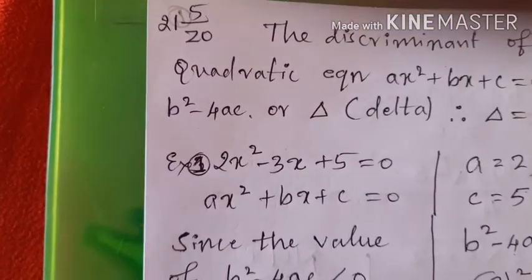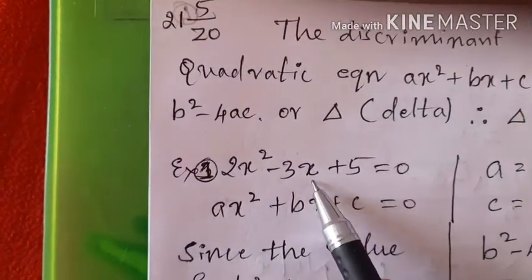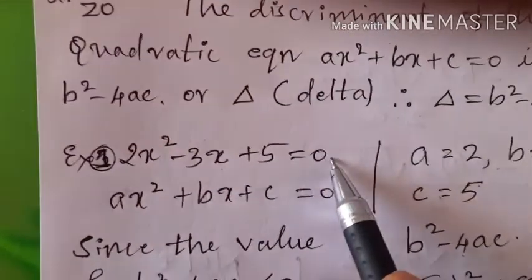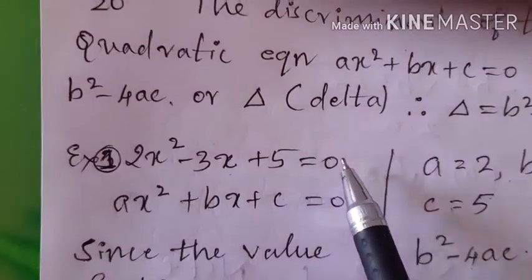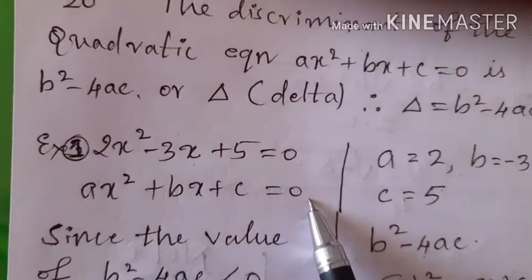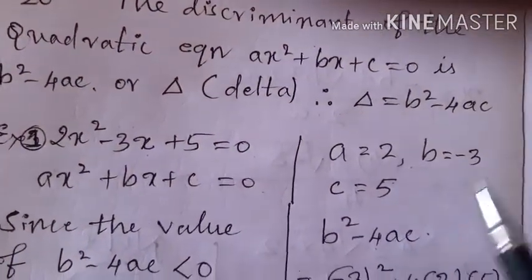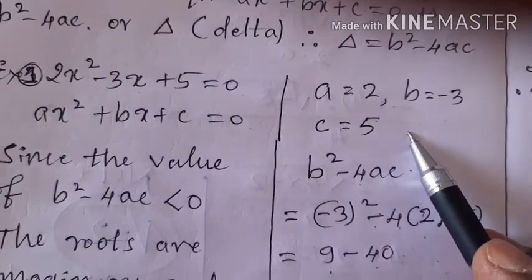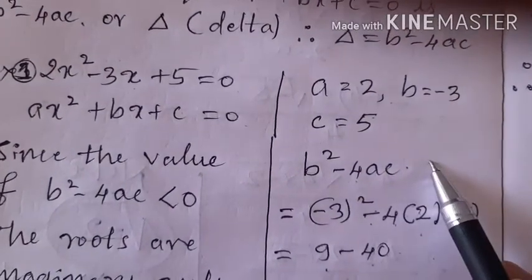Let us take one more example. 2x square minus 3x plus 5 is equal to 0, right? Ax square plus bx plus c is equal to 0 is its standard form, and the values of a, b, c are shown below here. Let us find the b square minus 4ac.